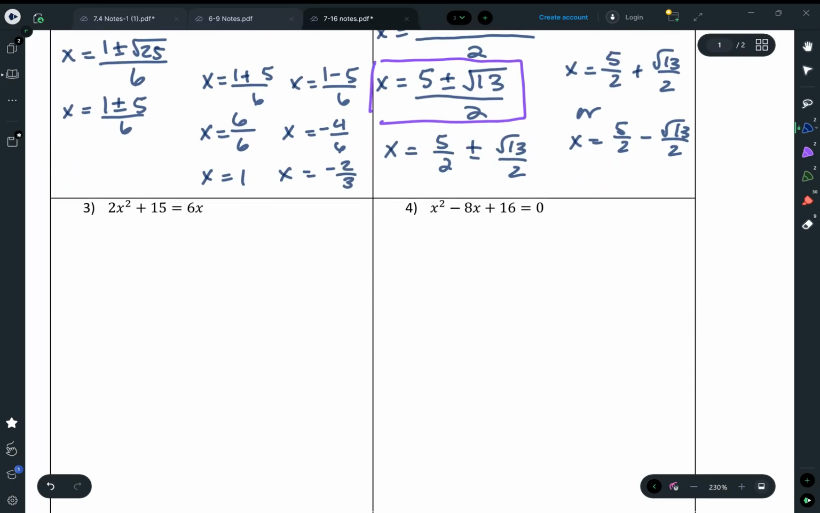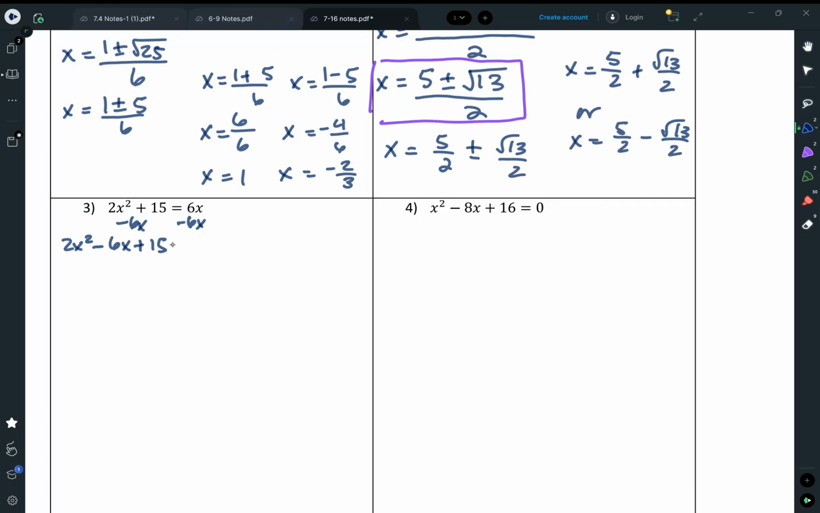All right, let's look at the next one. For this one, I definitely need to move my 6x over to get started because it needs to be equal to 0. So now I have 2x squared minus 6x plus 15 equals 0. Let's go ahead and identify our coefficients again. A is going to be 2, B is negative 6, and C is 15. B has been negative every single time.